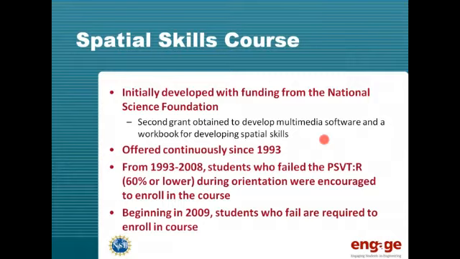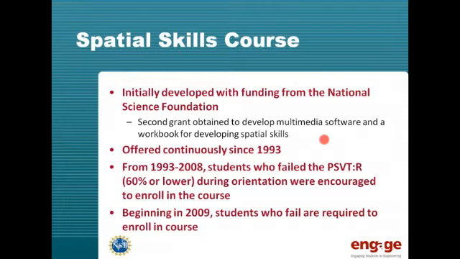So as I said, we got funding from the National Science Foundation in 1992 to develop a course. We got a second grant in 1998 to develop multimedia software and a workbook. We've been offering a spatial skills class at Michigan Tech since 1993 without fail. And from the period of 1993 to 2008, students who failed the Purdue test during orientation were encouraged to enroll in the course, but they weren't required to.